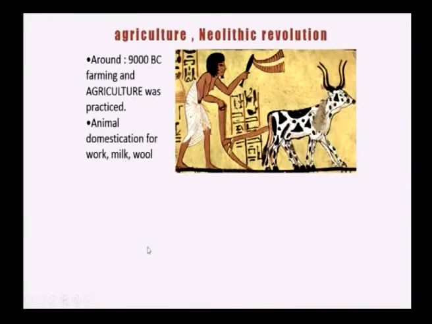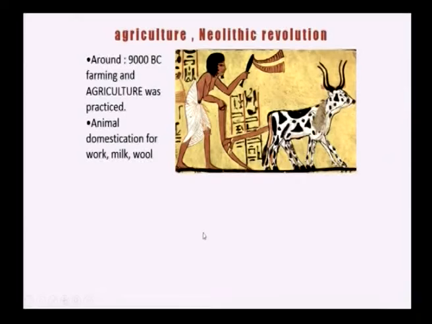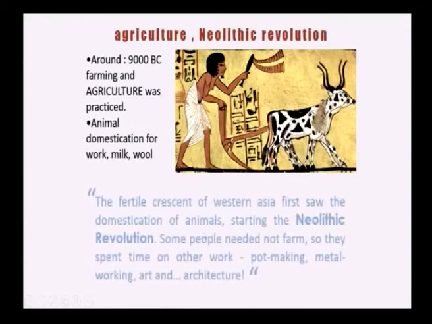These nomads also domesticated animals, but it was majorly for the reason of traveling and carrying their luggage from one place to another. Around 9000 BC, humans discovered agriculture and farming, and this time they domesticated animals for other activities than traveling, that was for work, milk, wool and farming. The Fertile Crescent of Western Asia first saw the Neolithic domestication of animals, starting the Neolithic Revolution.